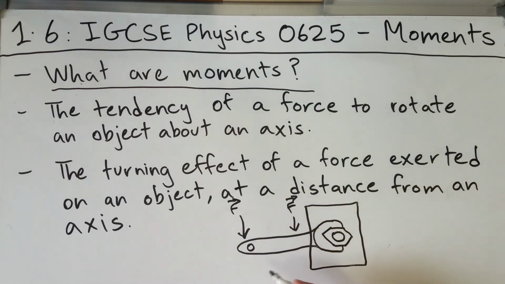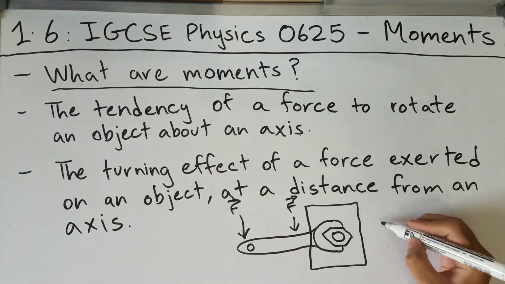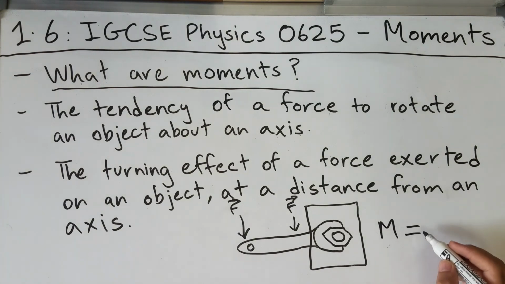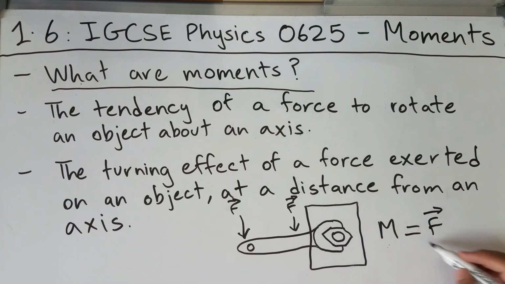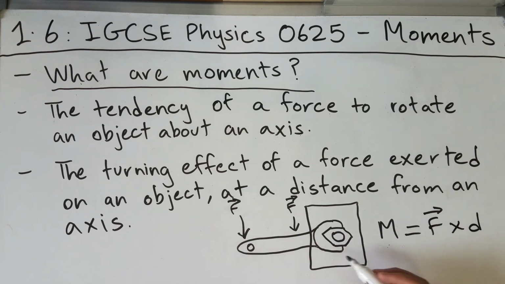This turning effect that we get by applying a force along a distance from the pivot of this axis determines the moment that we get. So we know that the moment is represented by the letter M, and moment is force multiplied by the distance from the pivot. So it's force times the distance from the pivot, and that shows us the turning effect of this force.